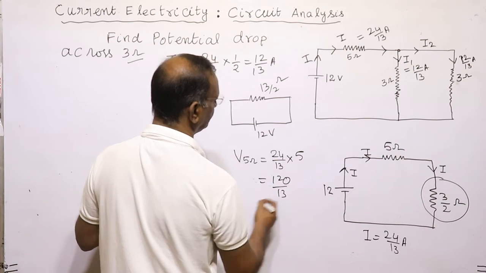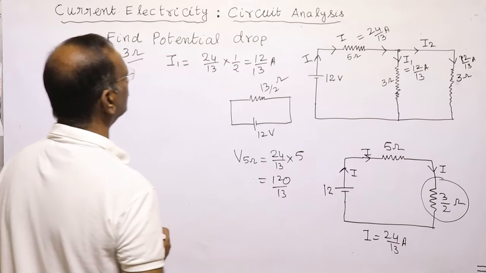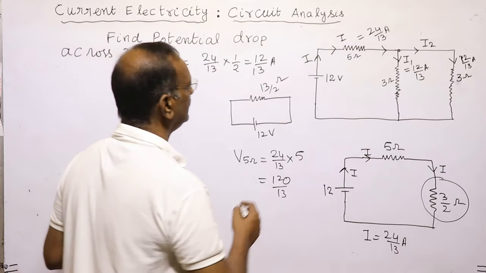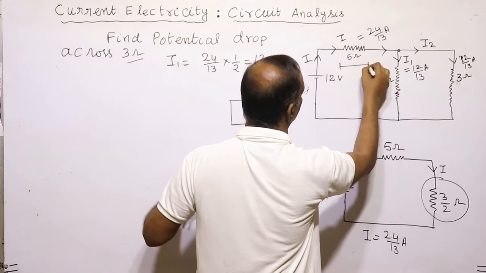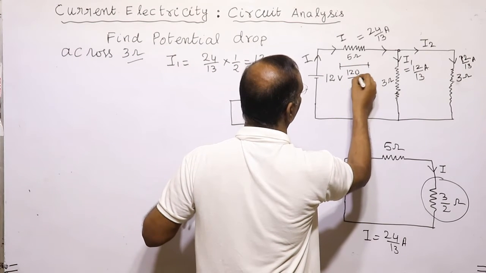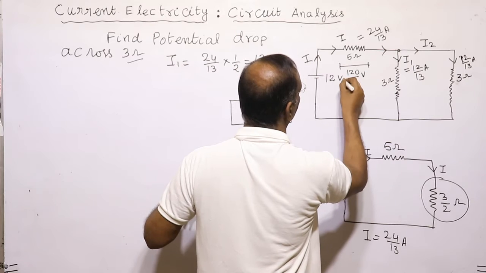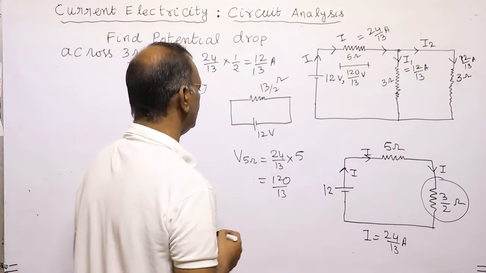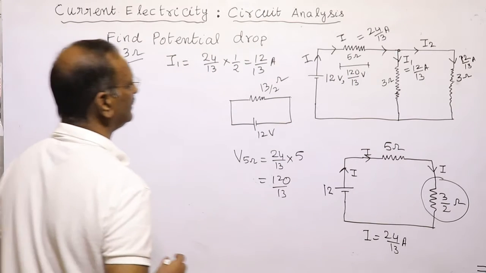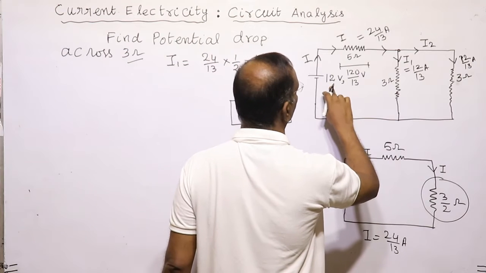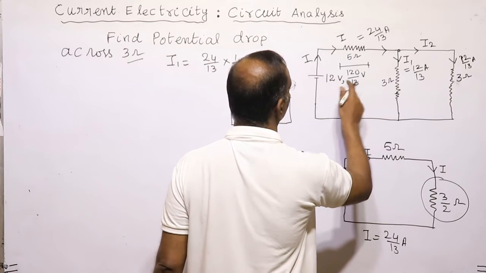So V5 is equal to 120 by 13. Here the potential drop is 120 by 13 volt. It means, what is the left out volt? Left out volt is 12 minus 120 by 13.